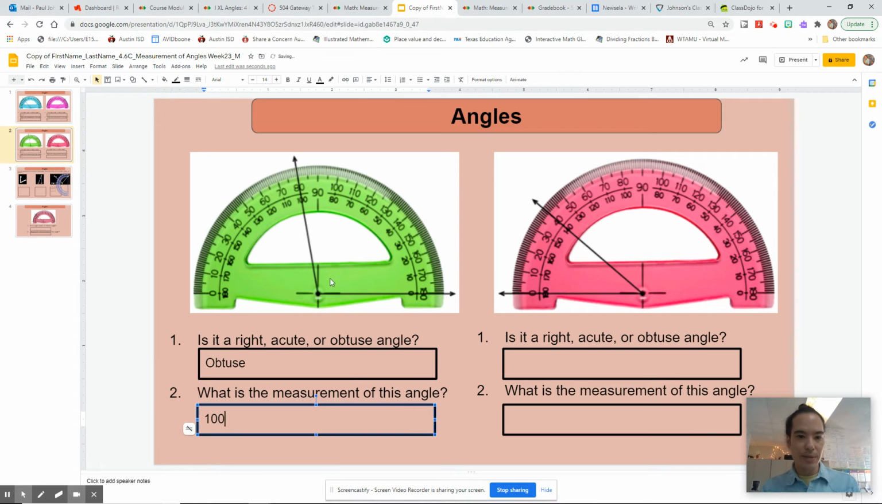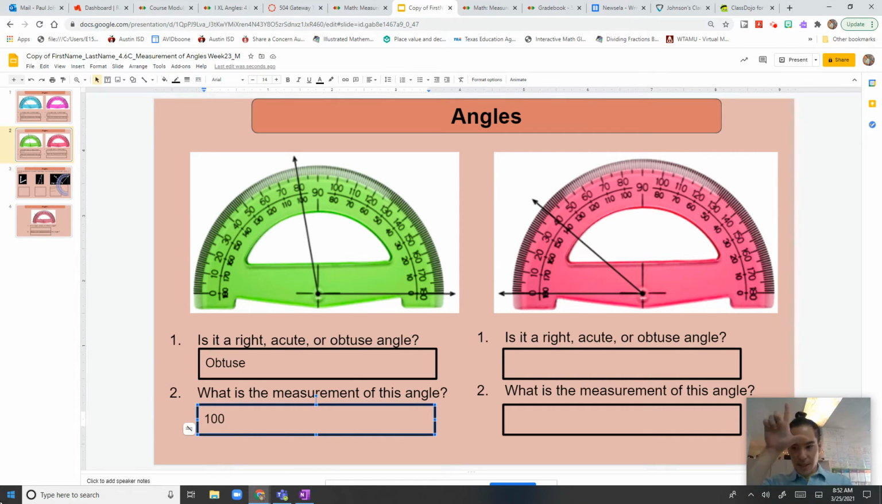Measurement is 100 degrees. All right, so if we're measuring angle from the opposite direction, that's when we might use the smaller numbers. Like on this one, so we just get to use that. That's perfect. So we're looking at an angle facing the opposite direction. This one is facing the left.